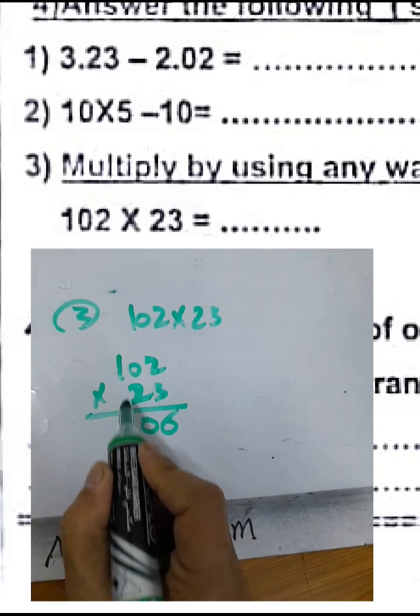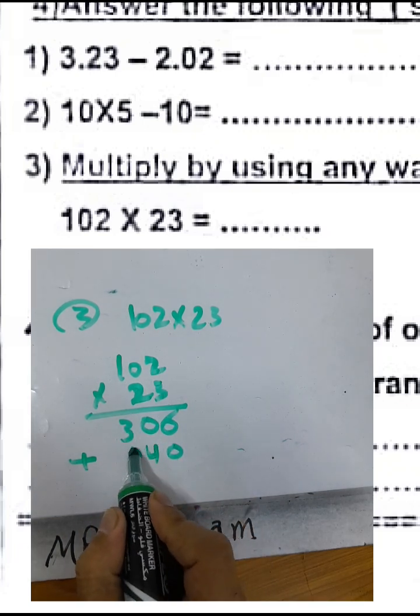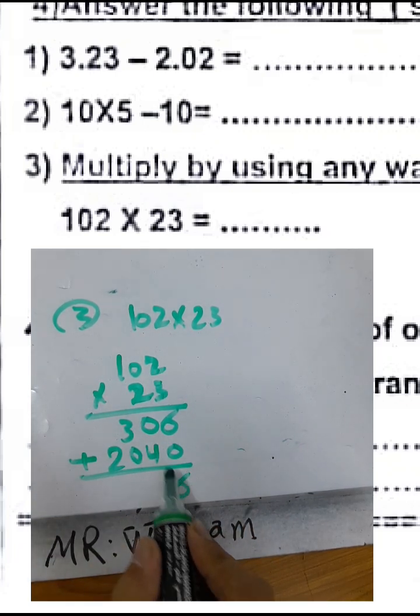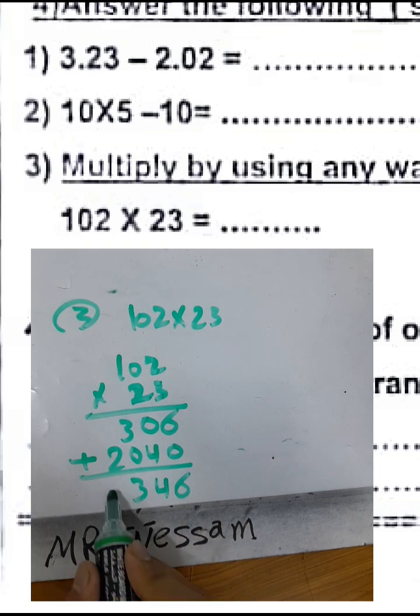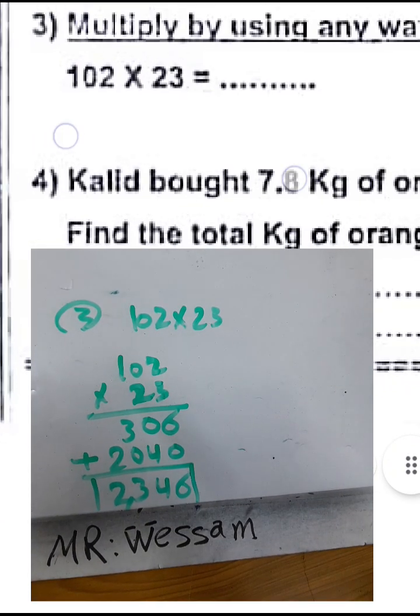And then put 0. 2 times 2 equals 4. 2 times 0 equals 0. 2 times 1 equals 2. 4 plus 0 is 4. 3 plus 0 is 3. Then the result will be 2346.